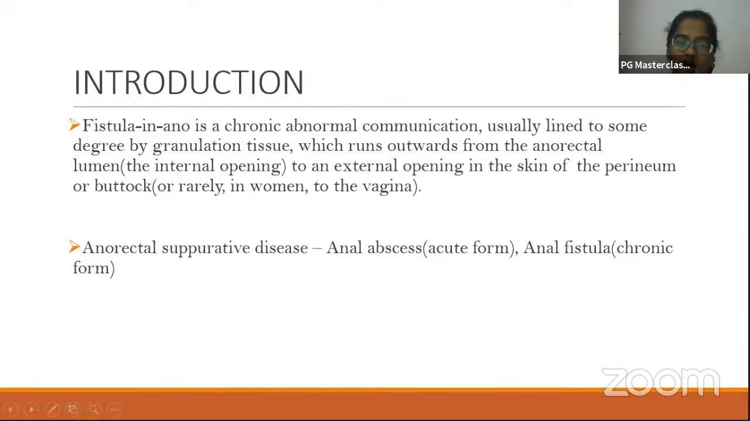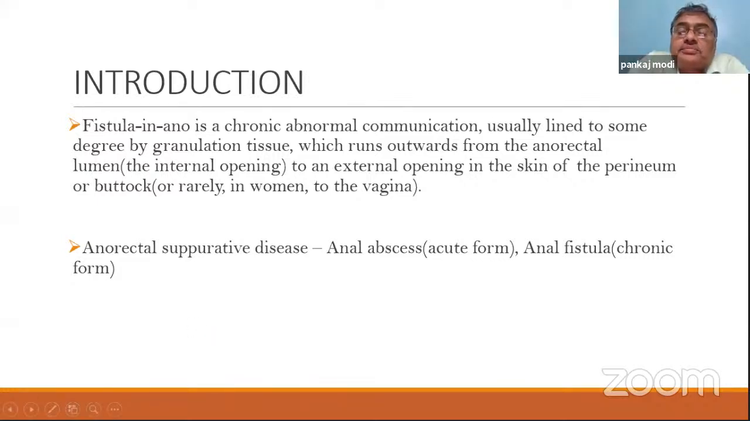It comes under a set of diseases called the anorectal suppurative diseases, and anorectal suppurative diseases can be in an acute form, which we commonly know as anal or anorectal abscesses, or it could be in a chronic form, which we will be discussing today, that is fistula in ano.